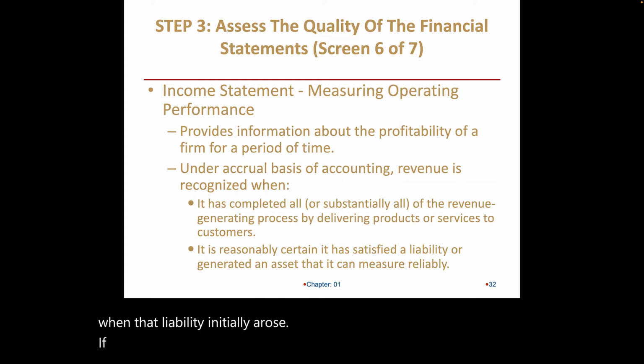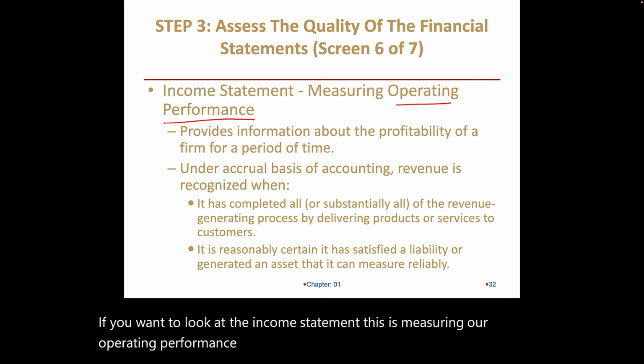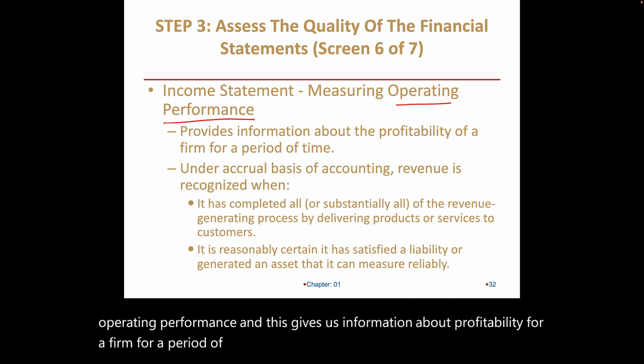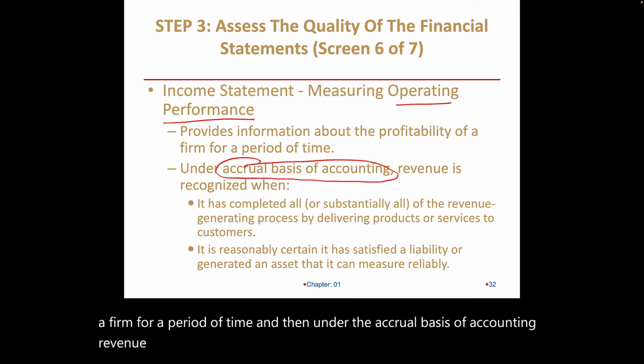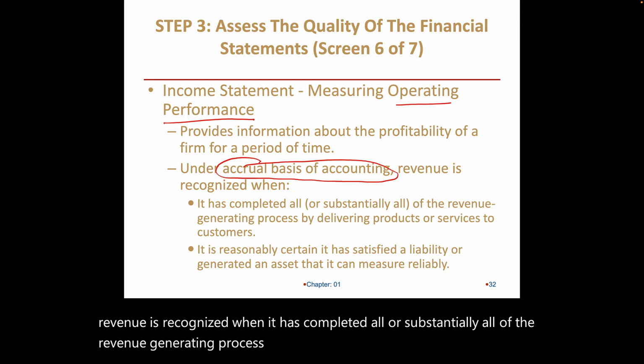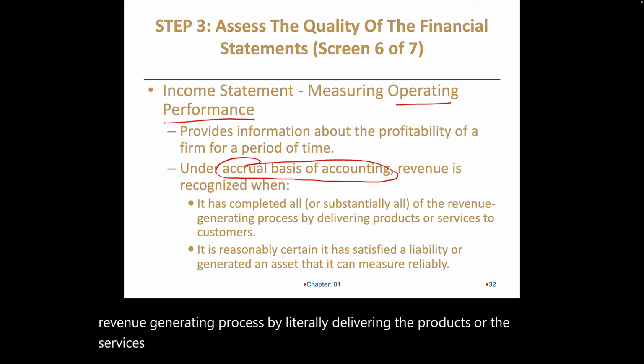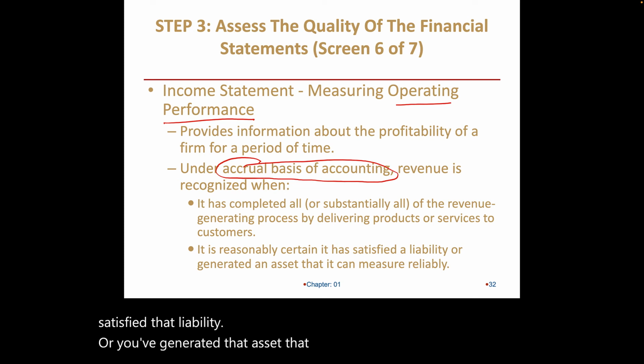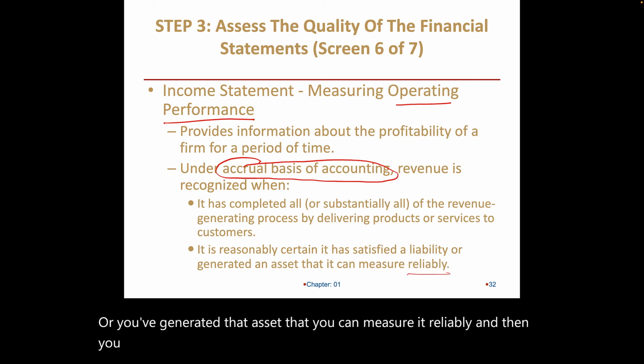Now, if we want to look at the income statement, this is measuring our operating performance, and this gives us information about profitability for a firm for a period of time. And then under the accrual basis of accounting, revenue is recognized when it has completed all or substantially all of the revenue generating process by literally delivering the products or the services to the customer. And it is also reasonably certain that you've satisfied that liability or you've generated that asset, that you can measure it reliably, and then you can record the revenue.